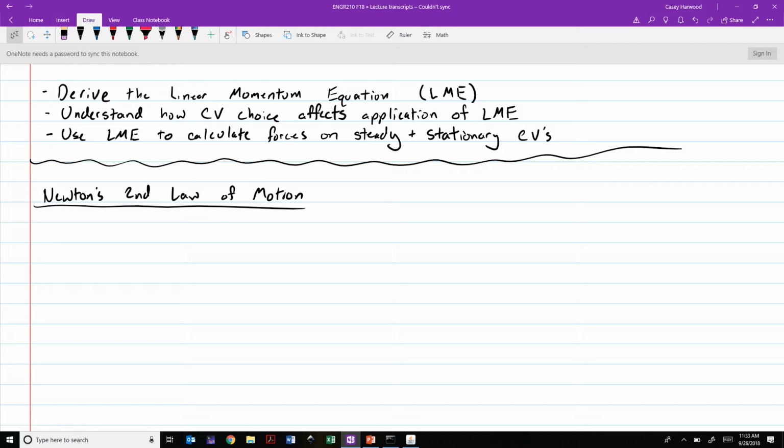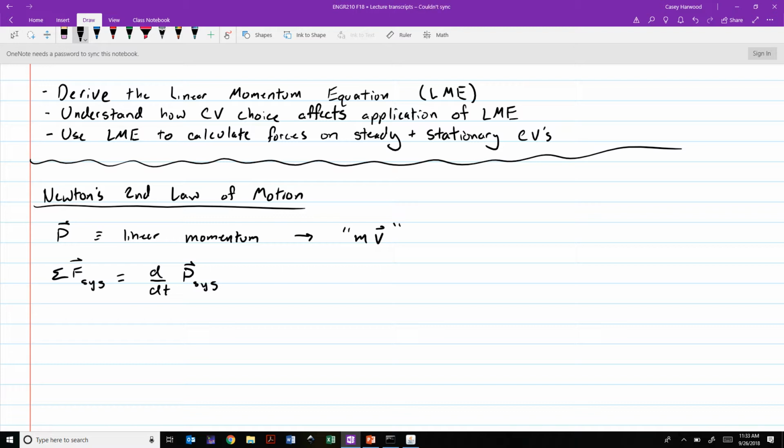The real way it is stated is that if we define P to be linear momentum, in other words our mass times velocity, then what Newton's second law says is that the sum of the forces incident on a system is equal to the time rate of change of momentum of that system.